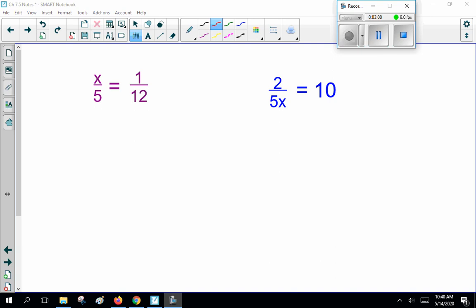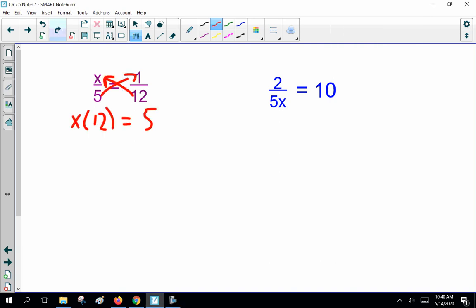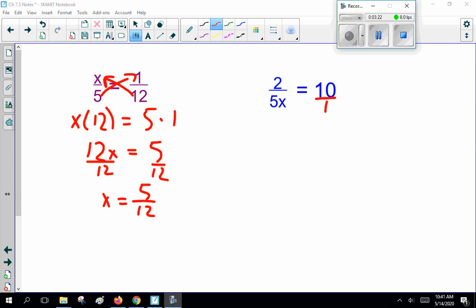Okay, for the first one, cross multiply. I got 12x equals 5 times 1, or 12x equals 5. Divide both sides by 12. I got x equals 5 twelfths. Okay? Now the other one, I'll start it off with you. This is 10. Remember I said cross multiplying? That's 10 over 1. Now solve the darn thing, okay?